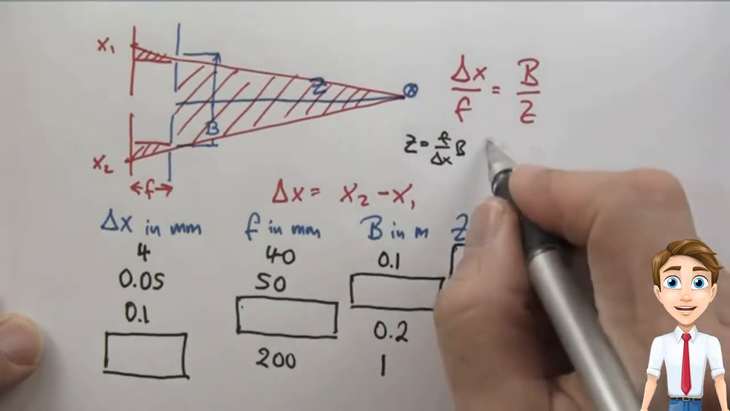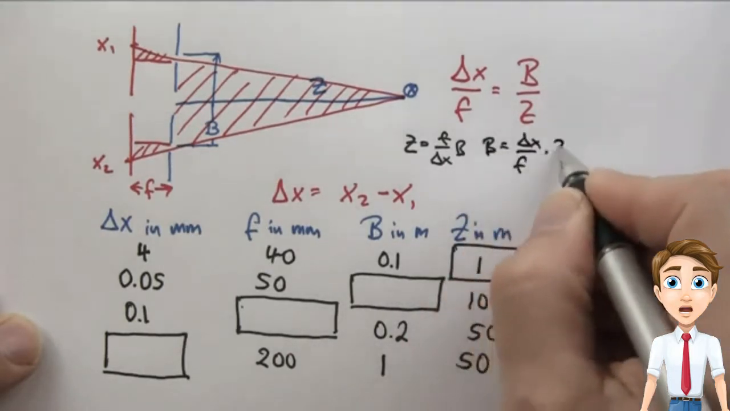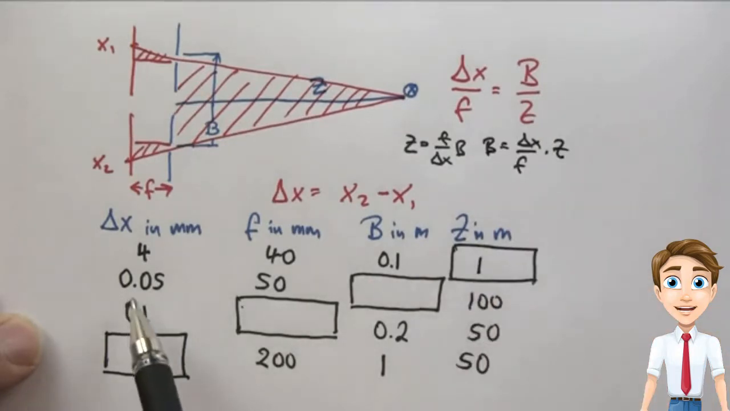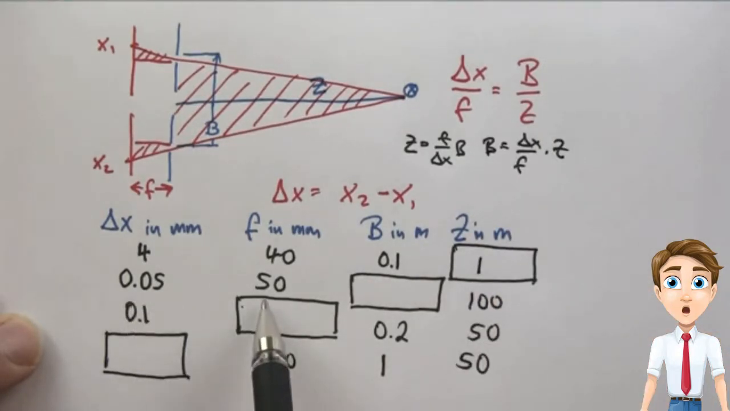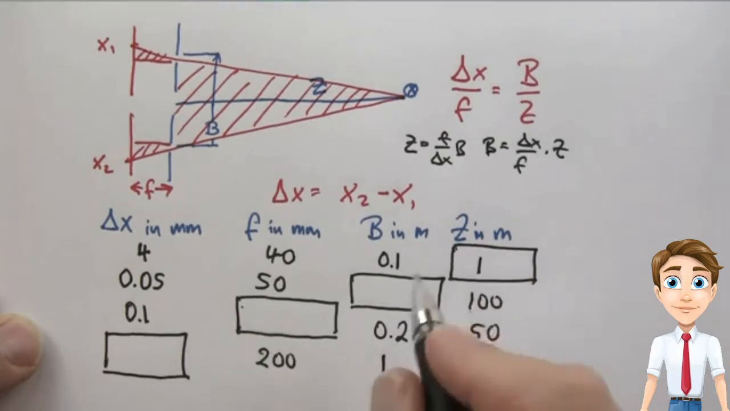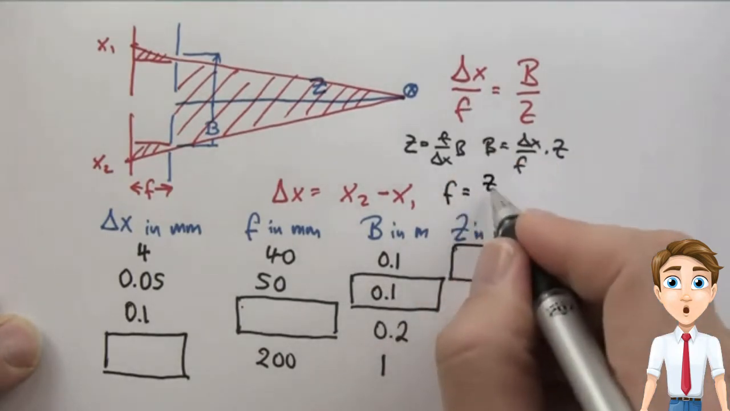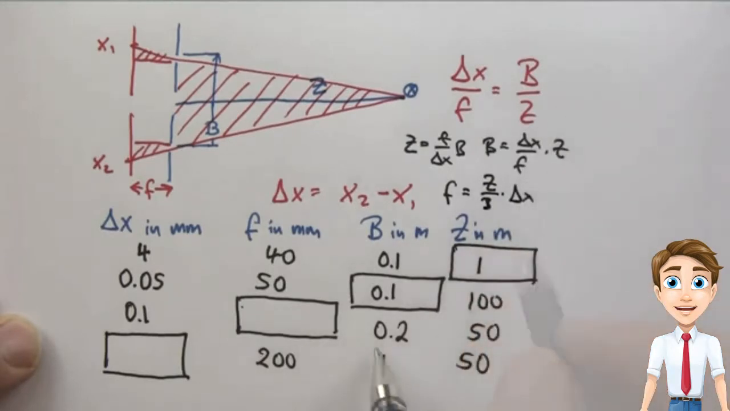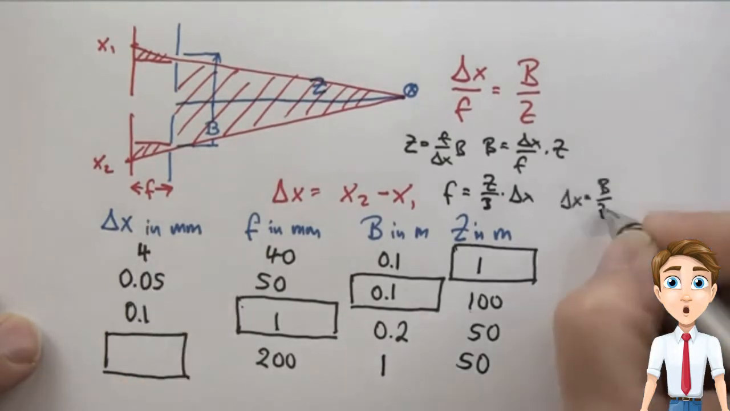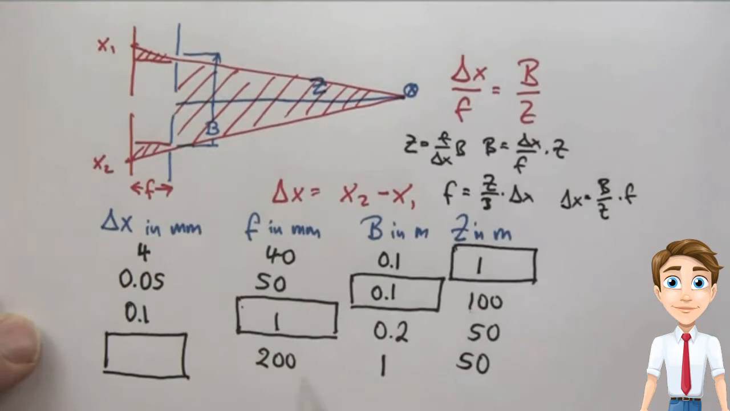We can resolve it for B, delta x over f times Z. We plug in delta x, 0.05, divided by 50 is 0.001 times 100 gives us 0.1. We can also resolve it for f, which is Z over B times delta x. Z over B is 10 times delta x is 0.1, gives us 1 over here. And finally, we can resolve it for delta x, B over Z times f. B over Z is a 50th, times f is 200, gives us 4 over here. And all the units fall out by themselves.